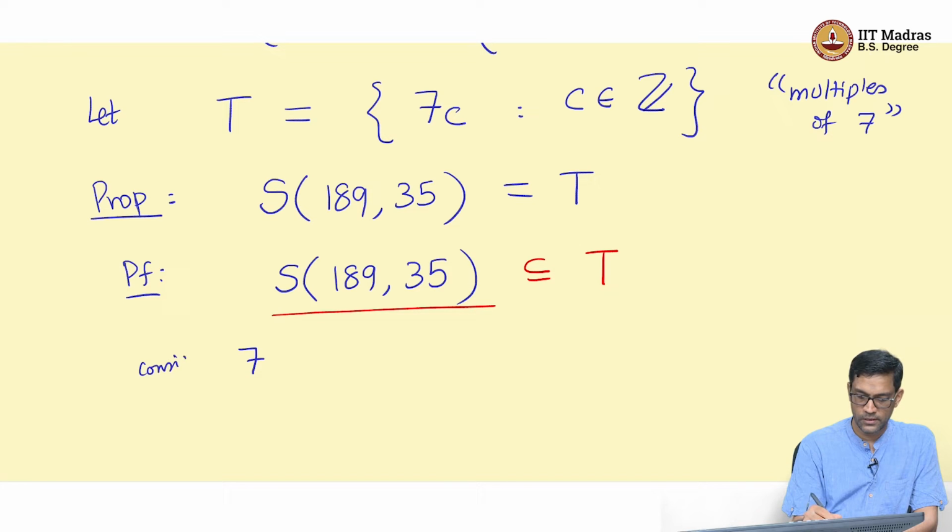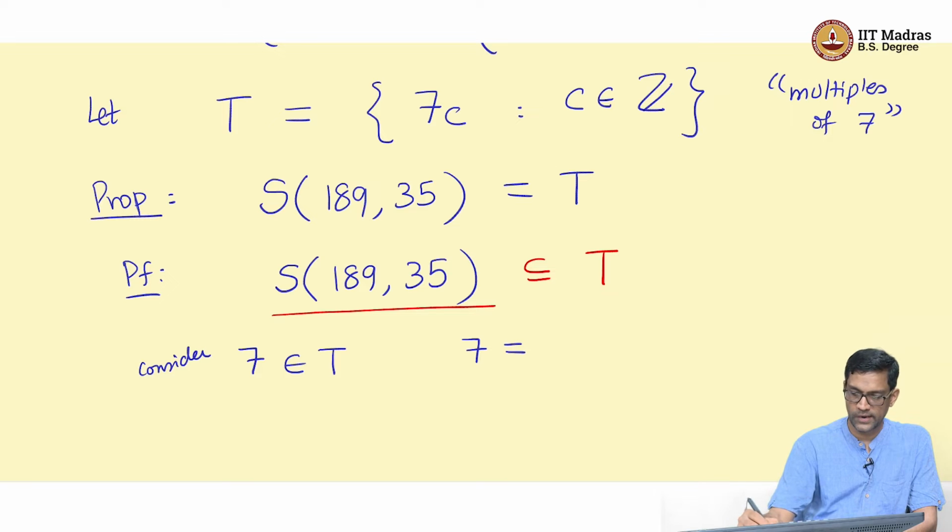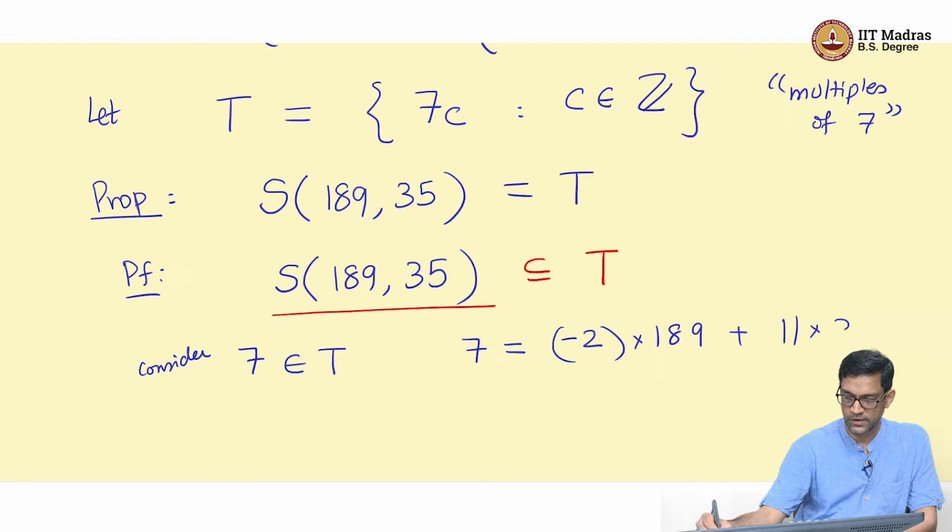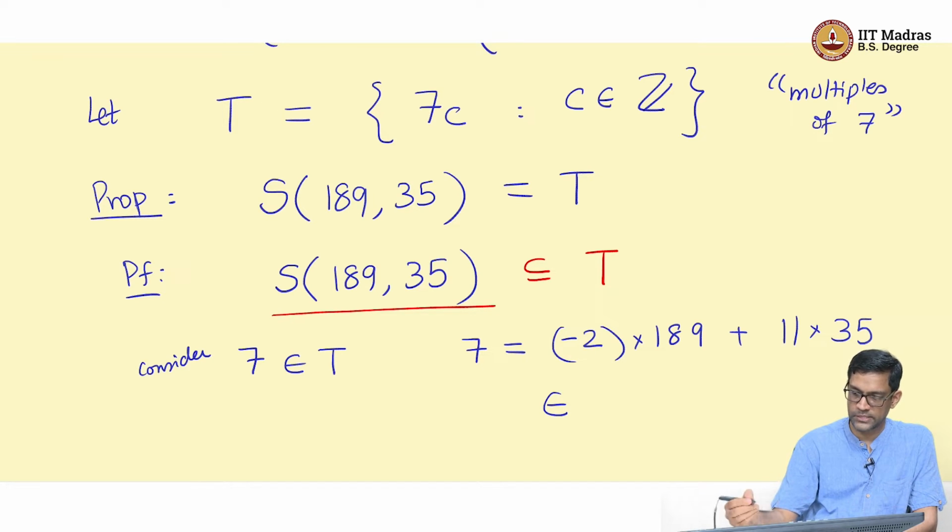Now, consider 7, that is an element of T, of course. I claim it is also an element of S of 189, 35. Why? Because of the Euclidean algorithm. We just said 7 can be written as minus 2 times 189 plus 11 times 35. So, what this means is that this is some 189A plus 35B for A equals minus 2 and B equals 11. So, of course, this belongs to the set S of 189, 35.